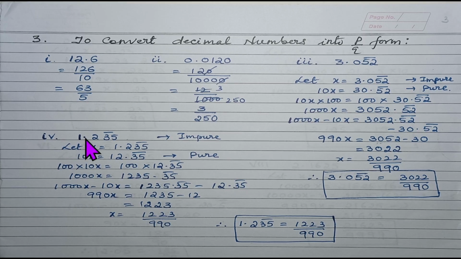Now example number 4, we have 1.235 bar. It is 100% again impure, because there is a non-repeating part and then the repeating part starts here. So let us assume that x is equal to 1.235 bar.